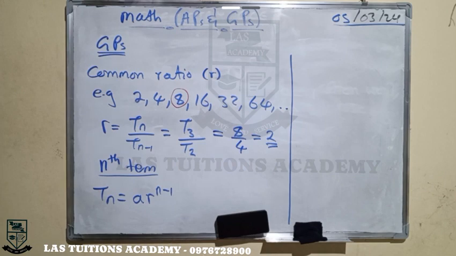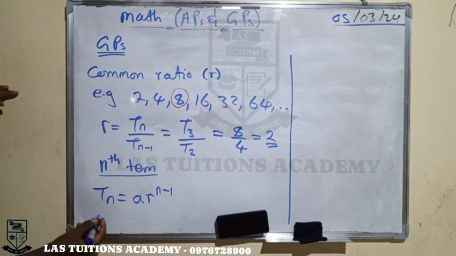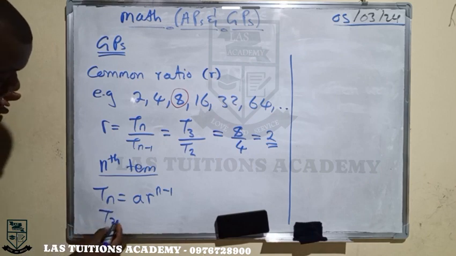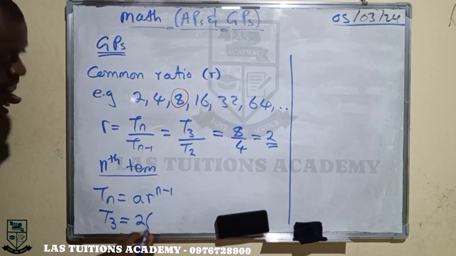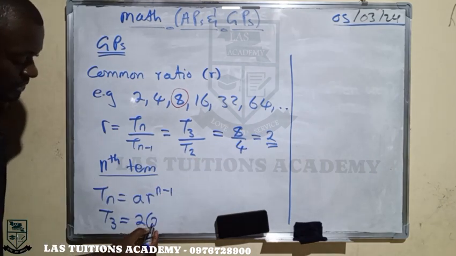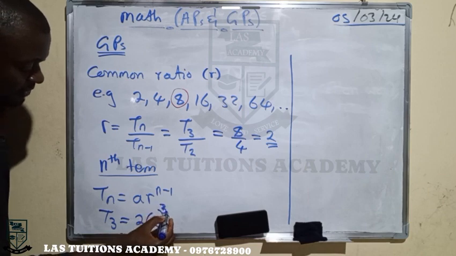So let's see, using the formula, if we are going to be able to get the third term. T3 is equal to, our A is 2, so we have 2. Our R is 2, we have 2. Our n is 3, so I have 3 minus 1.